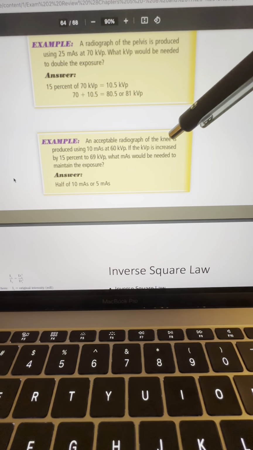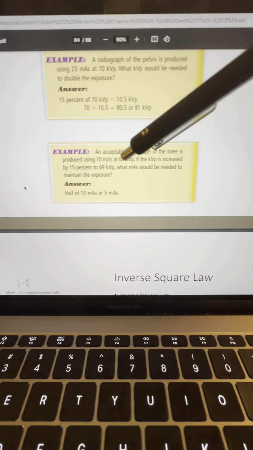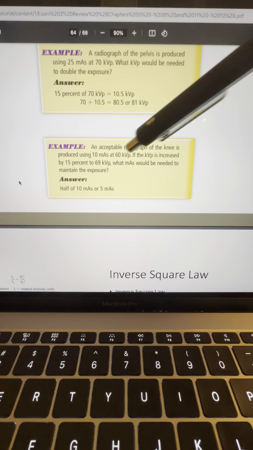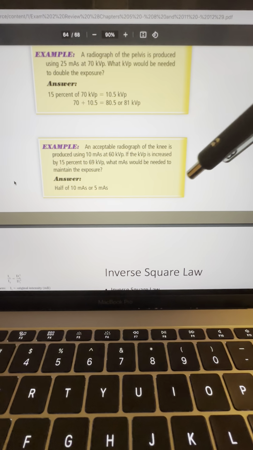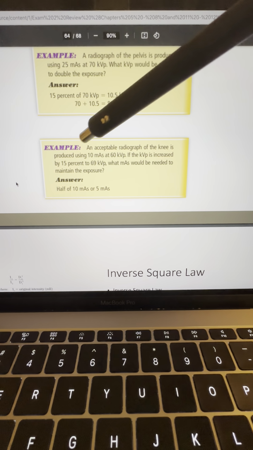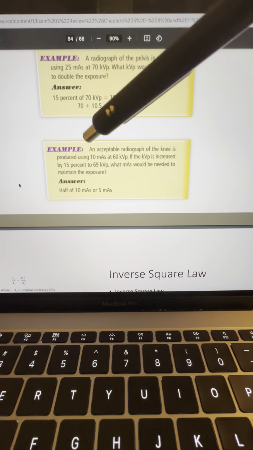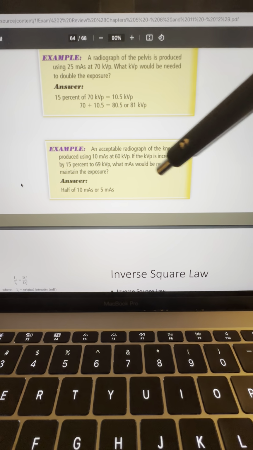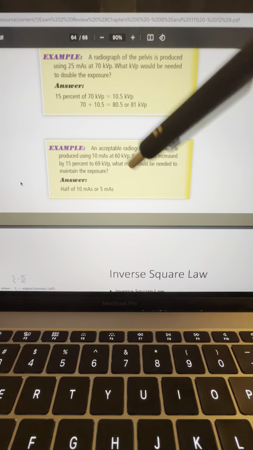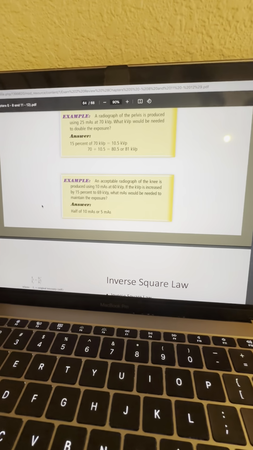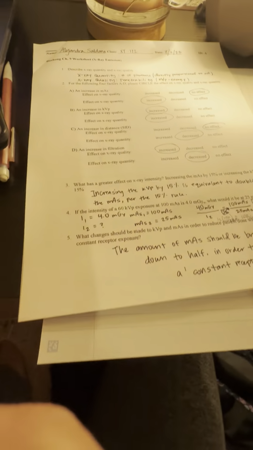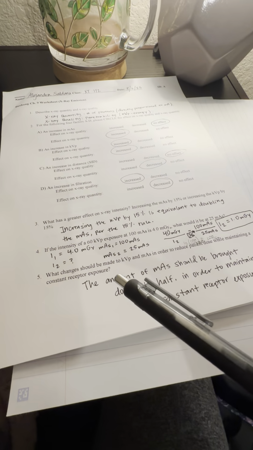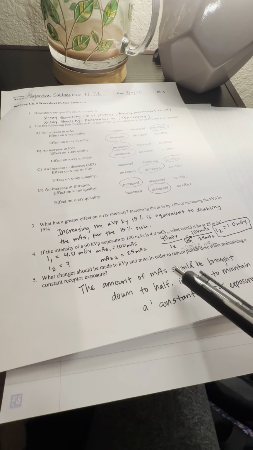If the kVp is increased by 15% to 69 kVp, what mAs would be needed to maintain the exposure? For anything like this, especially if the kVp is increased by 15%, you have to cut the mAs in half. And so if the mAs was 10, then that's going to be 5, in order to maintain the same exposure. So it's asking here too, what changes should be made to kVp and mAs?